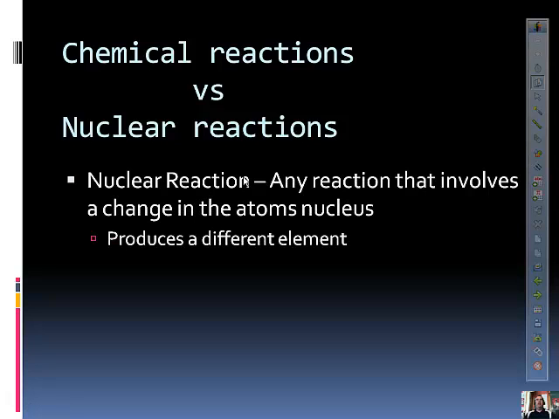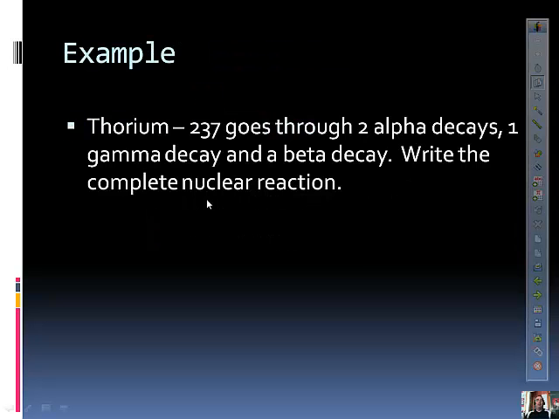A nuclear reaction is just going to be any reaction that involves a change in the atom's nucleus or produces a different element. So again, we're changing the nucleus, and when you change the nucleus, remember, your atomic number is what's going to be your identity of your element. So let's go ahead and look at an example. It says thorium-237 goes through 2 alpha decays, 1 gamma decay, and a beta decay. Write the complete nuclear reaction.